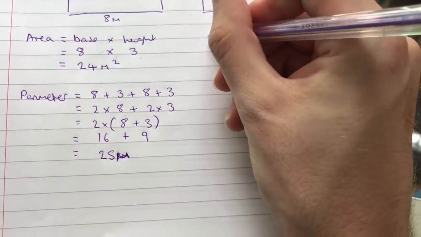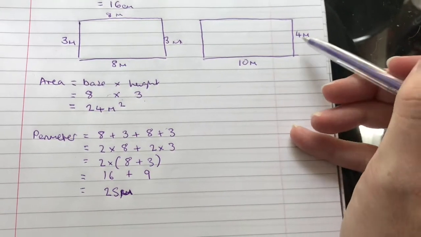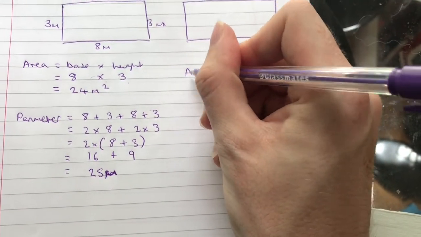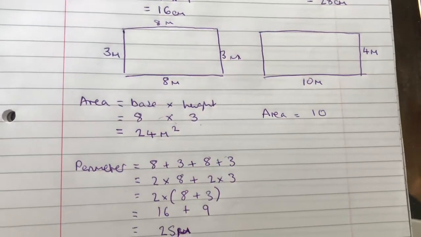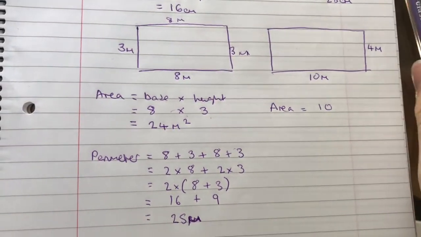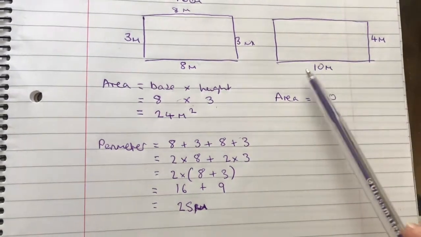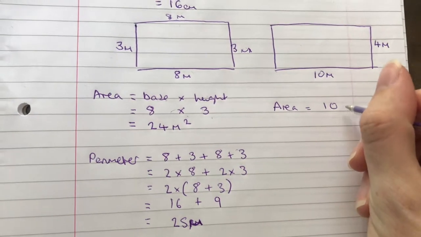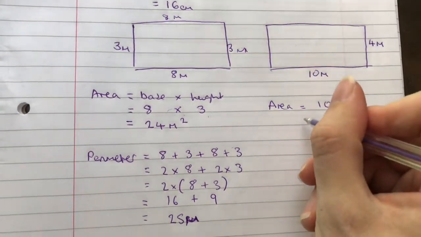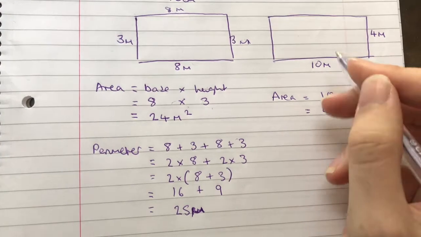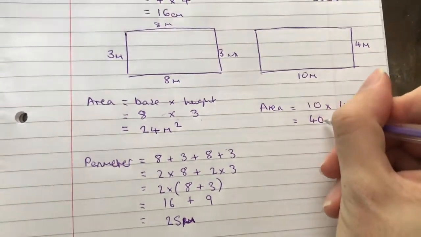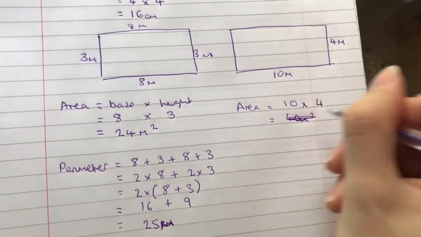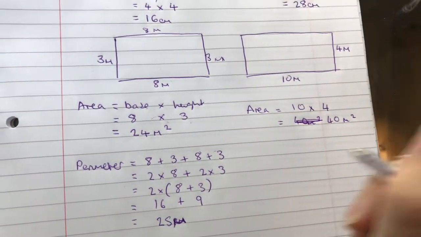Okay, next question. So we've got 10 and 4. 10 is our base, 4 is our height. So area equals base times height, so that's 10 times 4, which is 40. And our units are, because the side lengths are metres, metres squared. Okay, great. Well, that's not very clear. Let's do it again. 40 metres squared.